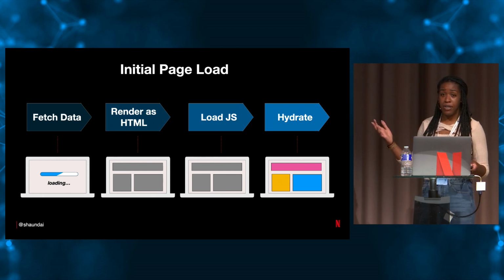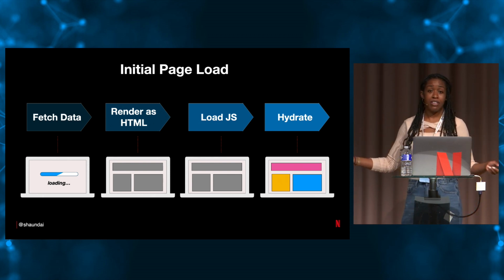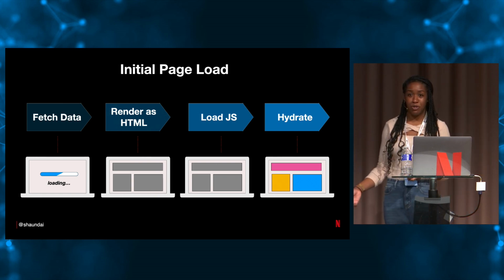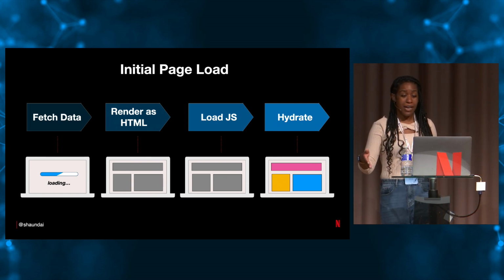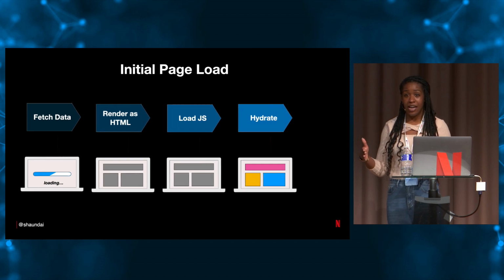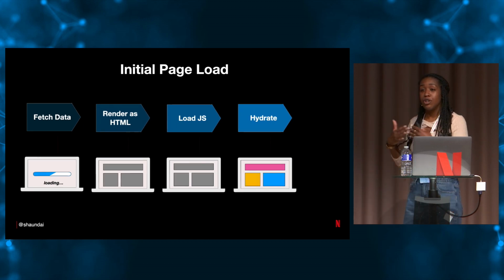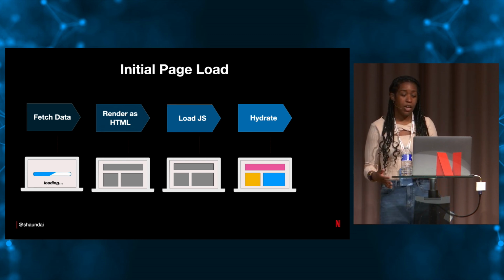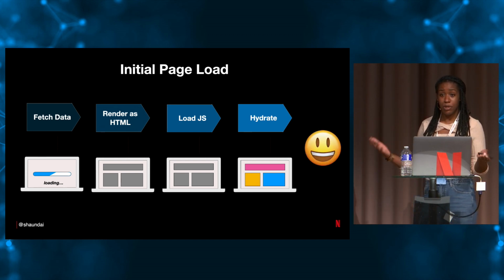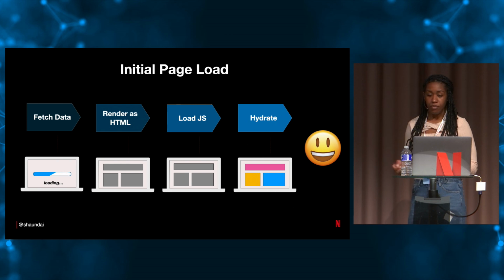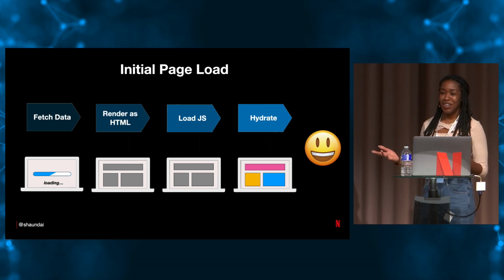And so once hydration happens, your app is interactive. So again, you can watch your Netflix movies. And because we've optimized at every stage of the process, we get to hydration much more quickly, which means we get to interactivity much more quickly, which means that our users are happier much more quickly, right? OK, so that's initial page load.